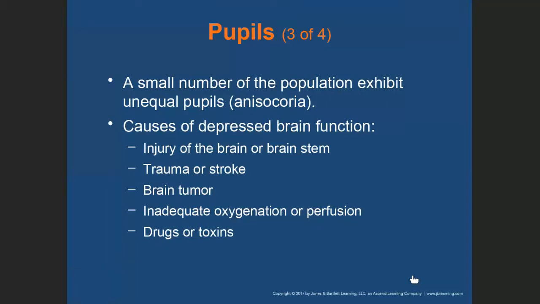Causes of depressed brain function. Injury of the brain or brainstem can cause the pupils to become unequal. Trauma or stroke can cause it. Brain tumor, inadequate oxygenation or perfusion, drugs or toxins. Right? These are things that can cause the pupils to change. But once you see unequal pupils, the first thing you want to think about is injury to the brain or stroke, until you can determine whether or not it is natural for the patient. That is what you should be thinking about in the worst case.